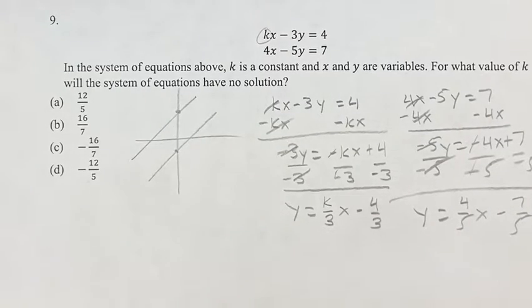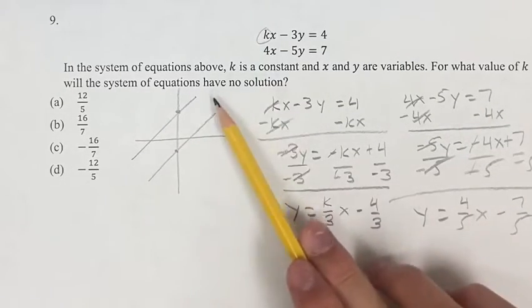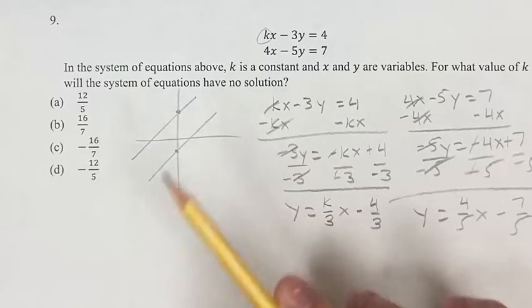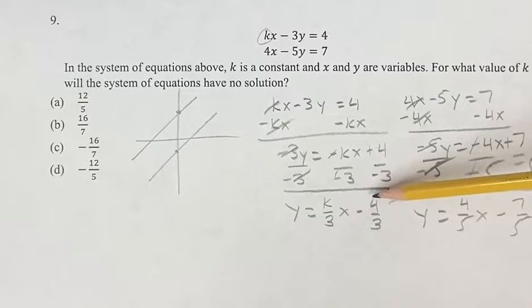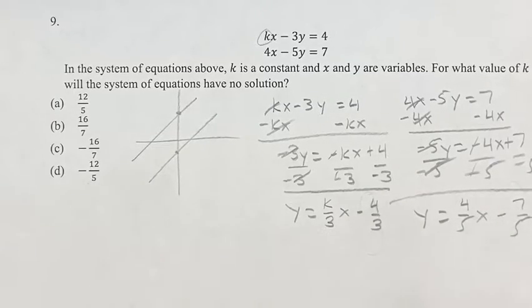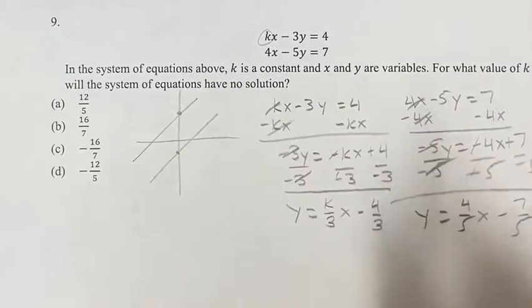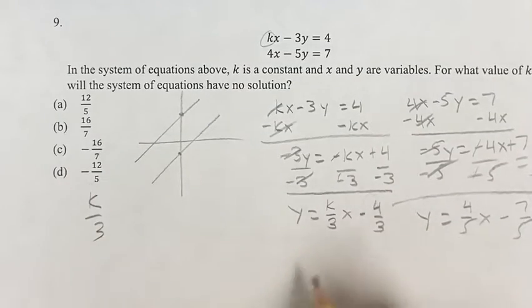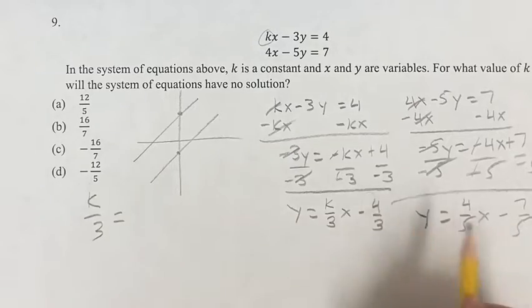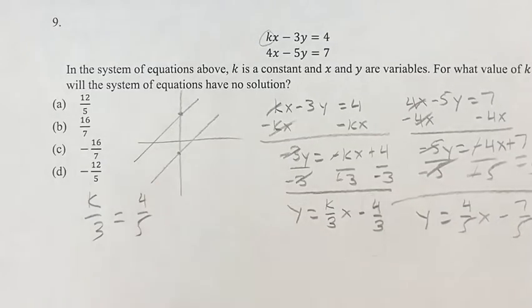So, like we said earlier, if there's no solution, these lines have the same slope but different y-intercepts. And we can see here, the y-intercept of this line is negative 4/3, for this one it's negative 7/5, so they do have different y-intercepts. Or sorry, the slopes have to be the same for them to be parallel so they never intersect. So we have k over 3 is the slope of this equation, and 4 over 5 is the other one, and these have to be equal.